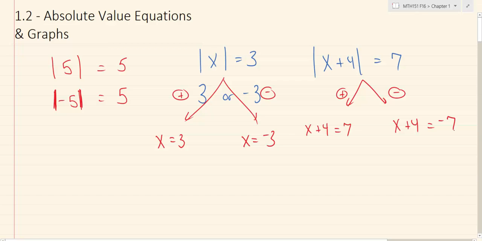We change its sign. And now you solve each one of these branches independently, just like you would solve anything else from Algebra 1. Subtract 4 from both sides. So x equals 3, there's one answer. And then subtract 4 from both sides, x equals negative 11.